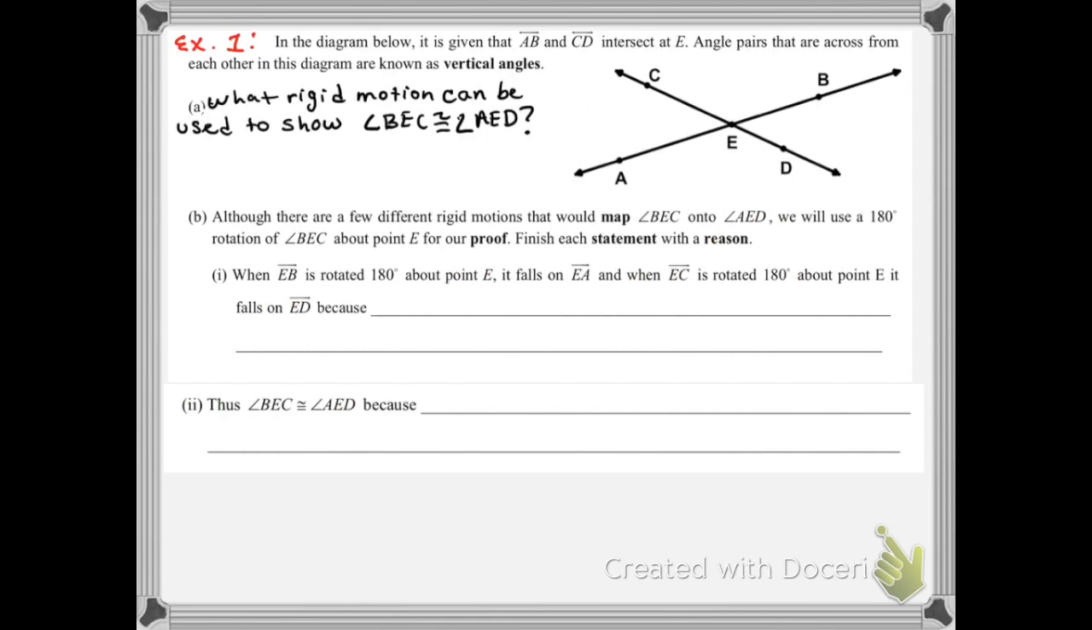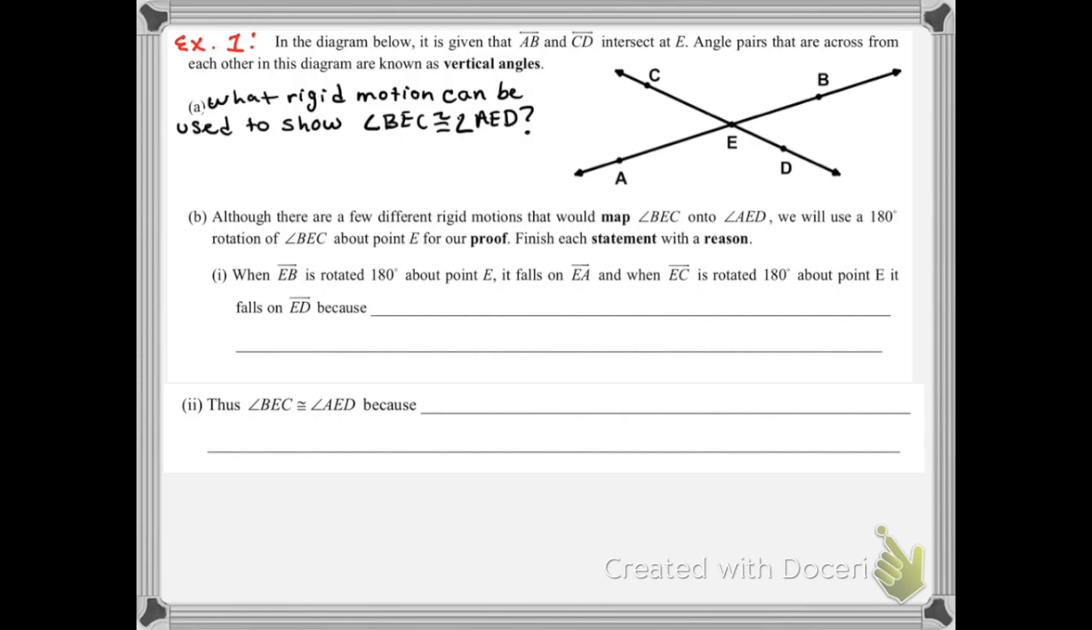Okay, let's look at an example here. In the diagram below, it is given that line AB, notice it has 2 arrows on top of AB, and line CD intersect at E. All I'm doing here is describing the diagram, okay? Angle pairs that are across from each other in this diagram are known as vertical angles. So let's look at some angles that are across from each other.